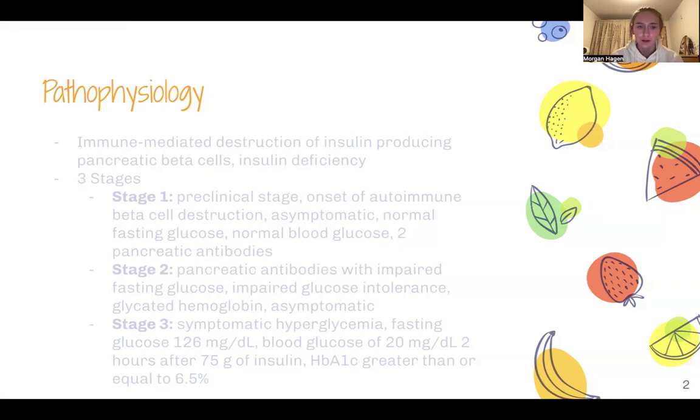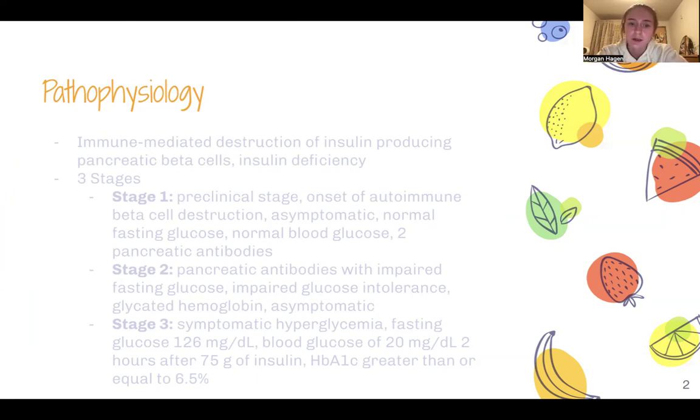Type 1 diabetes has 3 stages. Stage 1 is asymptomatic and it's a preclinical stage. It's the onset of autoimmune beta cell destruction. And during this stage, there's a normal fasting glucose and a normal blood glucose, and there's 2 pancreatic antibodies. Stage 2 is still asymptomatic, and there's pancreatic antibodies with an impaired fasting glucose. And during this time, there's also an impaired glucose intolerance and a glycated hemoglobin.